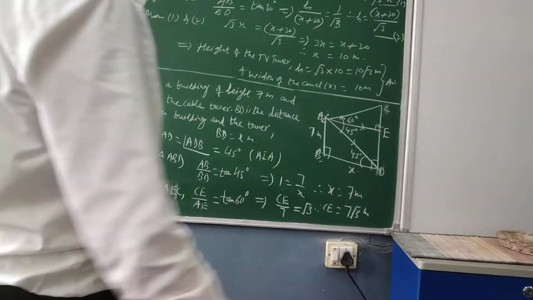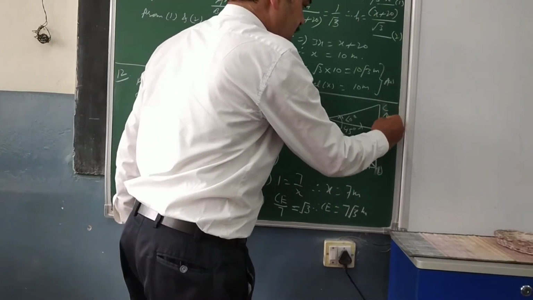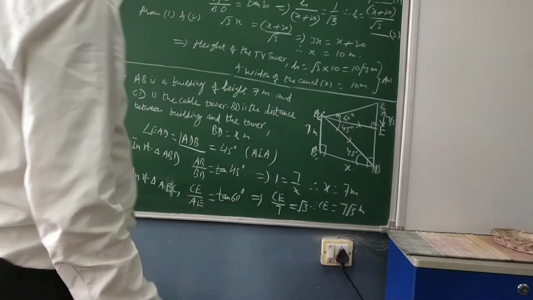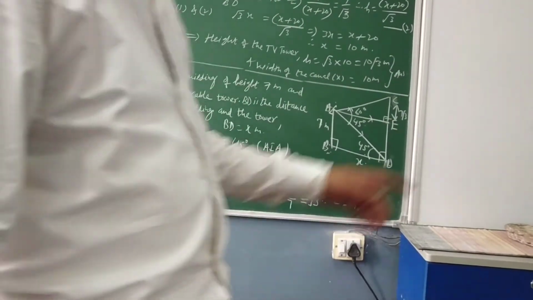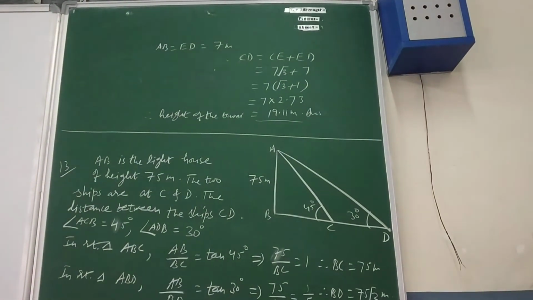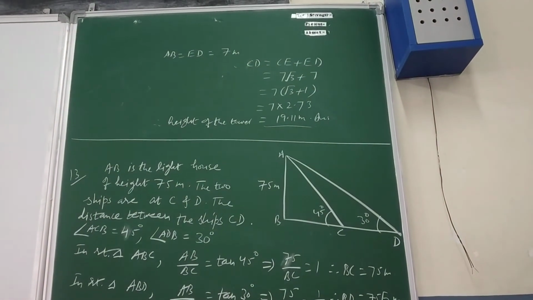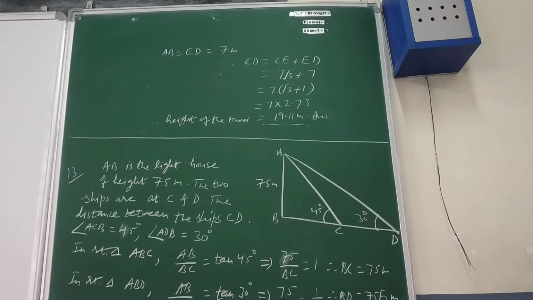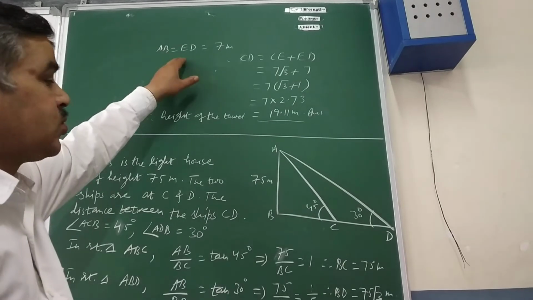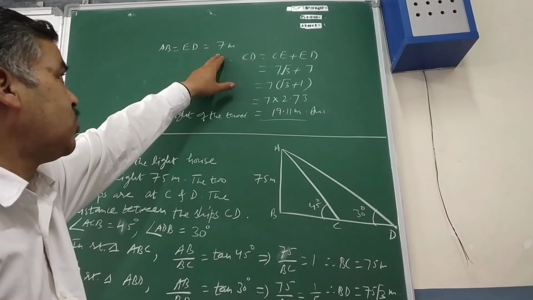So this part I have got is equal to what? 7 root 3. And ED, so that will be equal to what? That you can shift to that part. AD, as I said in figure, ABDE is a rectangle, so AD will be equal to ED, and height of the building is given equal to 7, so ED will also be equal to 7.